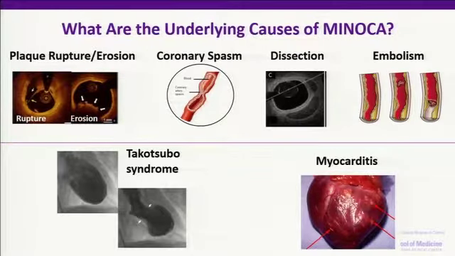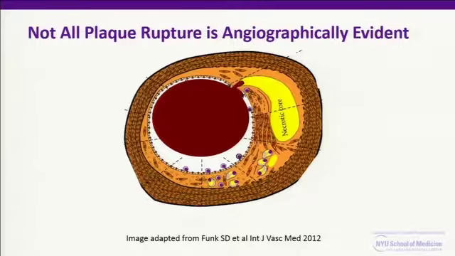So we have a range of underlying causes, and they are plaque rupture and plaque erosion, seen here in representative OCT images, coronary artery spasm, dissection, thromboembolism, Takotsubo syndrome, and sometimes it's not an MI at all, it's in fact myocarditis, which we all know well can mimic MI. So let's start with plaque rupture.